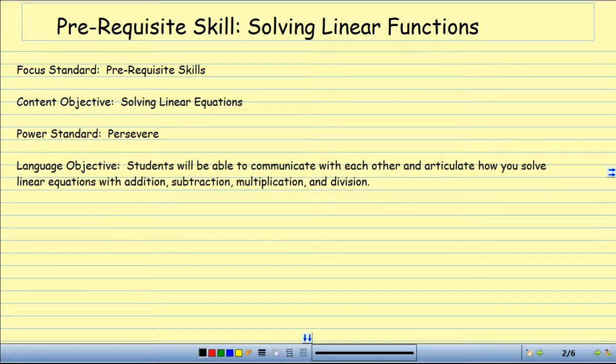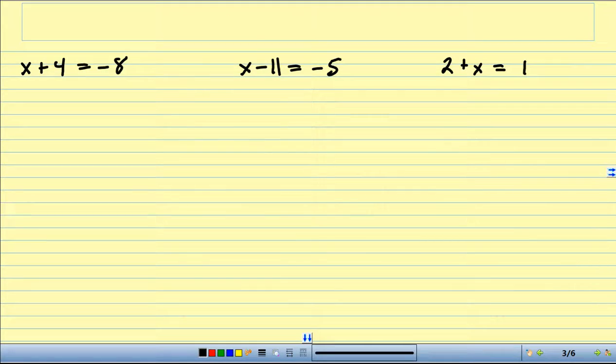So today what we're doing is we're going to be solving linear functions. So it's a prerequisite skill, solving linear functions. You guys are going to persevere, which basically means you're going to see it to the end. Okay, you guys are going to last. Students will be able to communicate with each other and articulate how you solve linear equations with addition, subtraction, multiplication, and division. So, without further ado, you got x plus 4 equals negative 8, x minus 11 equals negative 5, and 2 plus x equals 1.